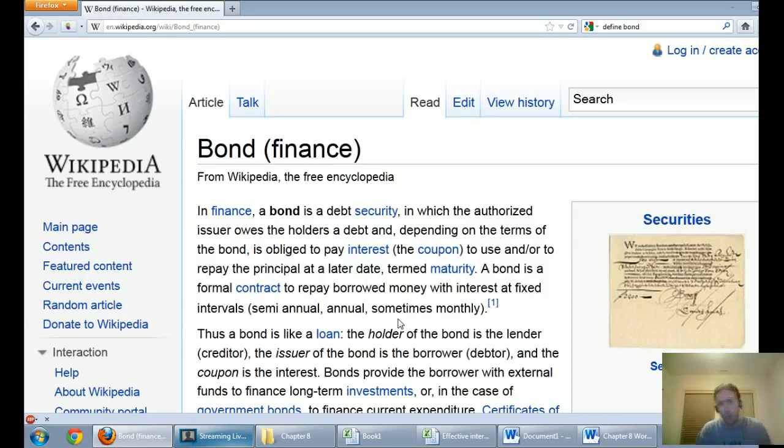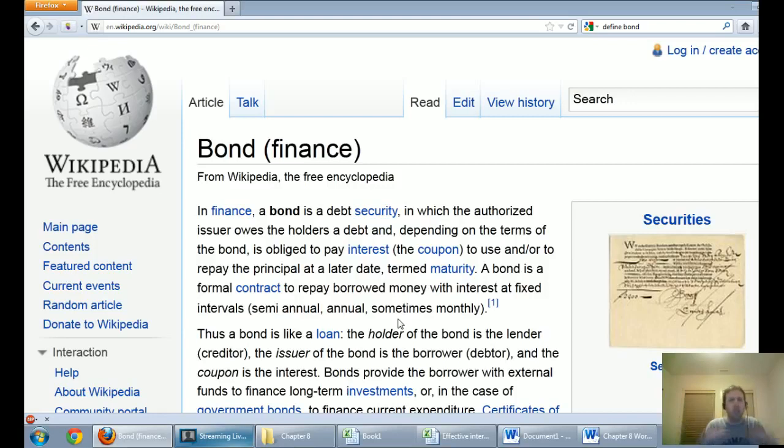So I think this Wikipedia definition is reasonable enough. It says, in finance, a bond is a debt security in which the authorized issuer owes the holders a debt, and depending on the terms of the bond, is obliged to pay interest to use and/or to repay the principal at a later date, termed maturity. A bond is a formal contract to repay borrowed money with interest at fixed intervals, semi-annual, annual, sometimes monthly.